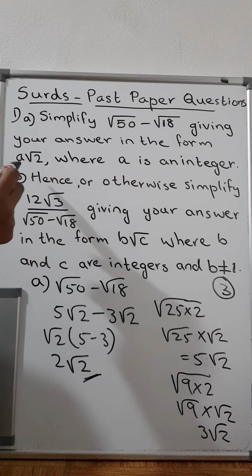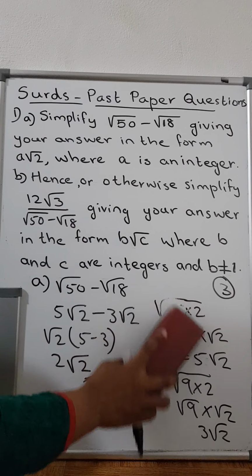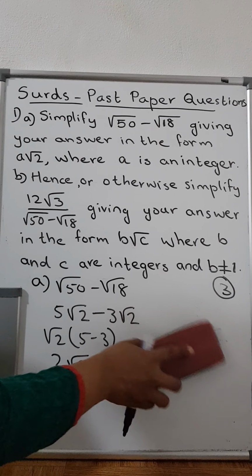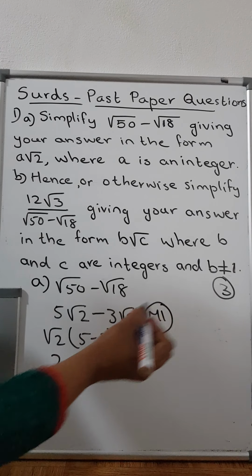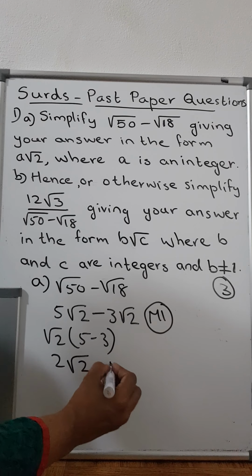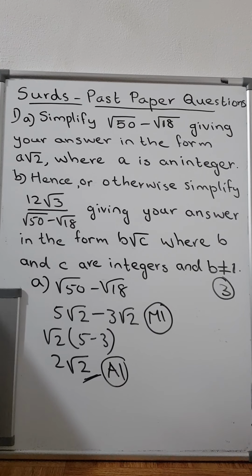See, they have asked in the question to write in the form a root 2 where a is an integer. You can see here a is 2, 2 is an integer. The question carries 2 marks, 1 method mark here for writing this step and 1 answer mark here, that is accuracy mark for getting the correct answer.